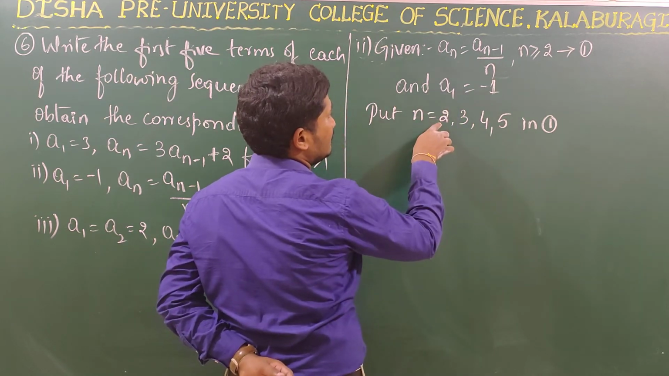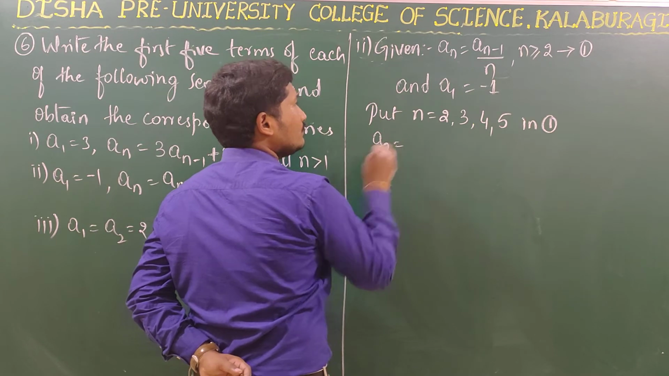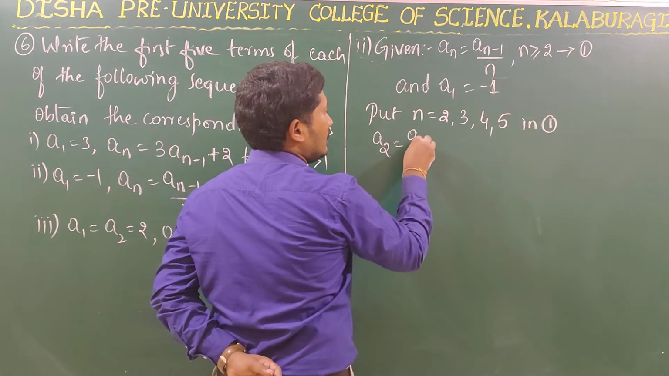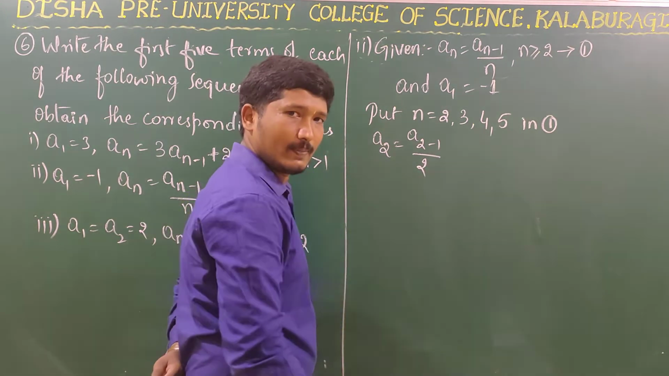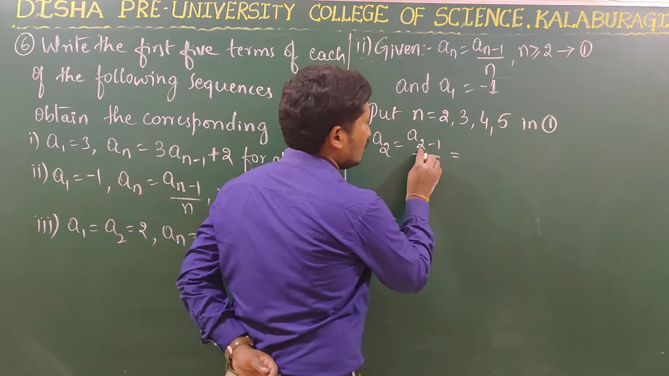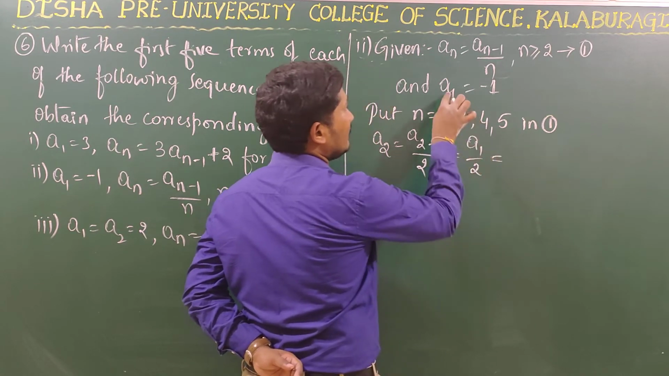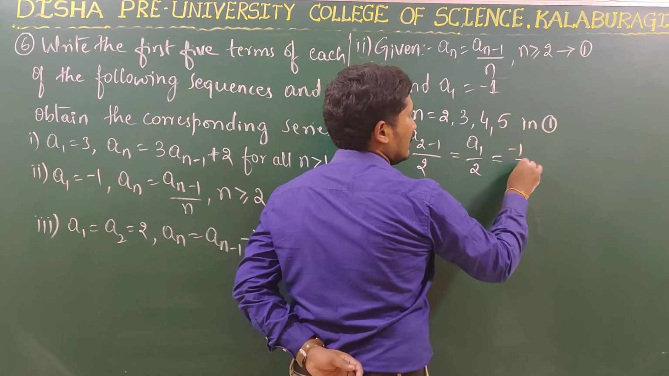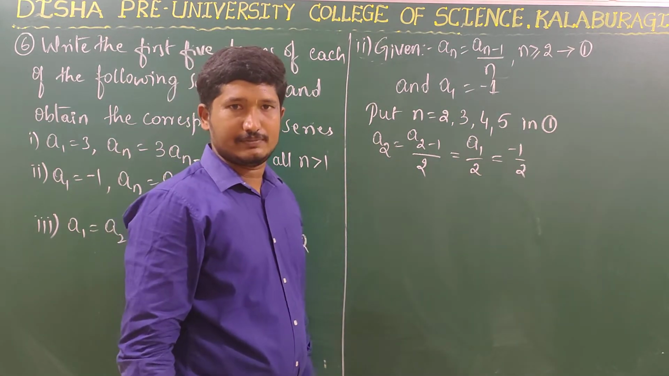So see here, first put n is equal to 2. a2 is equal to a(2 minus 1) divided by 2. This is equal to, what is 2 minus 1? a1 divided by 2. What is a1 equal to? Minus 1 divided by 2. This is the second term of the sequence.